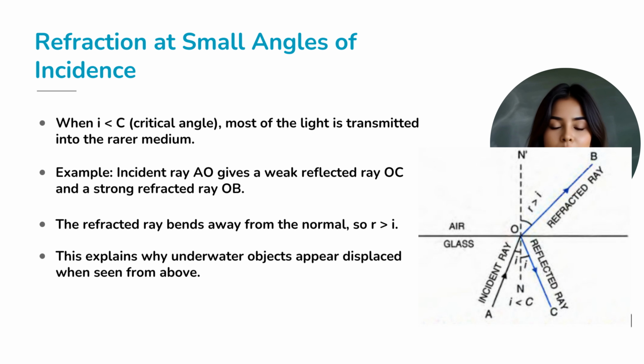Now let's explore the first case. What happens when the angle of incidence is small? If the incident angle I is less than a special value called the critical angle C, most of the light passes into the rarer medium. Only a faint, weak reflection remains inside the glass. For example, when a ray hits the glass-air boundary at a small angle, it gives a very weak reflected ray OC and a much stronger refracted ray OB that bends away from the normal.